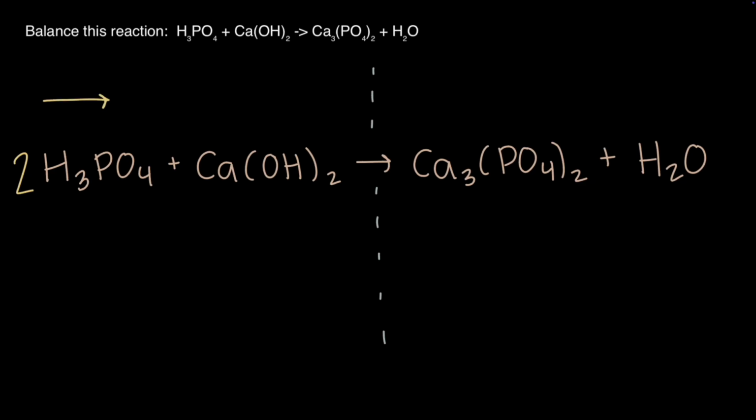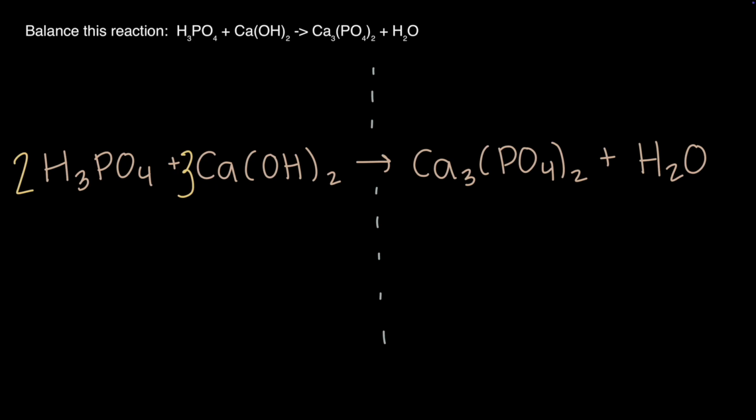Scanning left to right, the next element is Ca. Ca appears once on each side, so it'll be a good element to balance next. On the left, we have 1 Ca, and on the right, we have 3 Cas. I can put a 3 in front of CaOH2 to have 3 Cas on both sides.